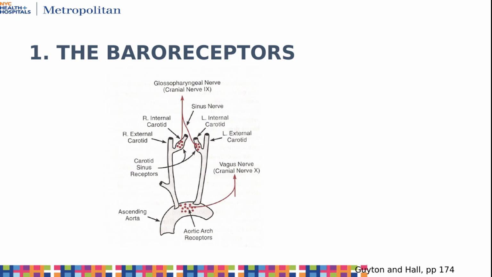This is the reflex you're watching every time a patient transitions from one hemodynamic state to another. It is fast, it is continuous, and in the short term, it is one of the most important defenses against sudden hypotension or hypertension.